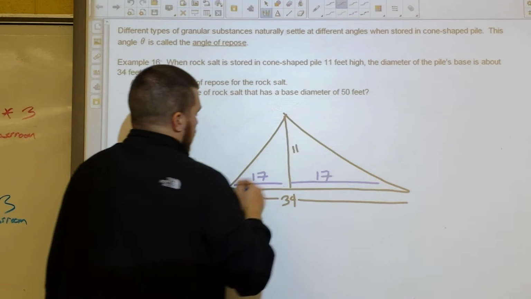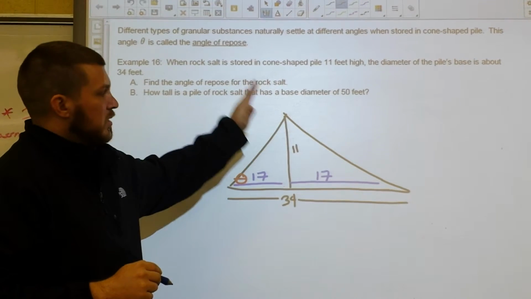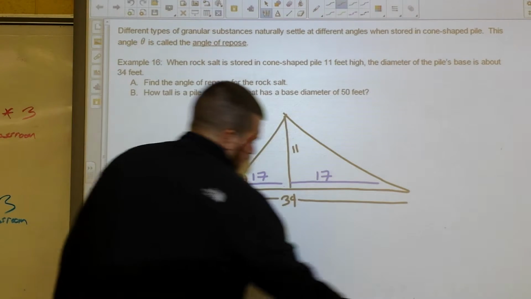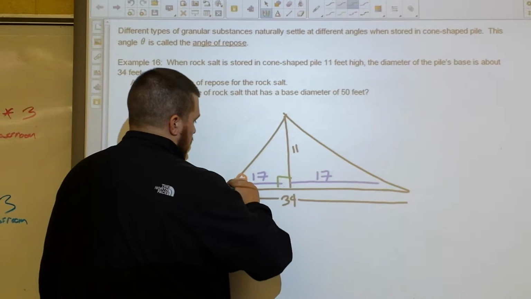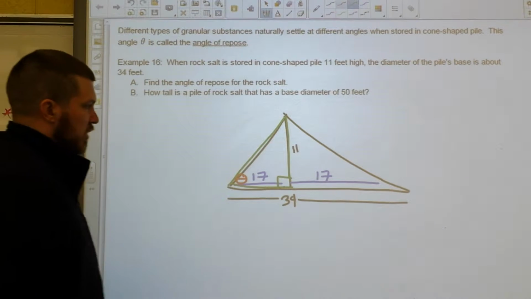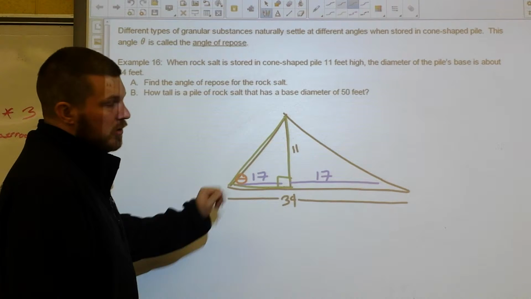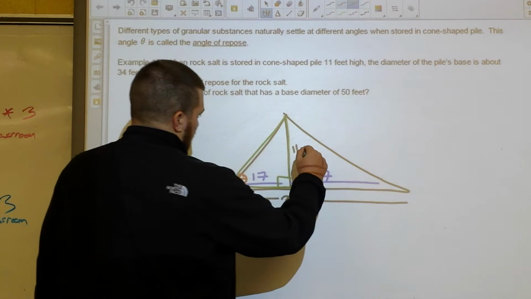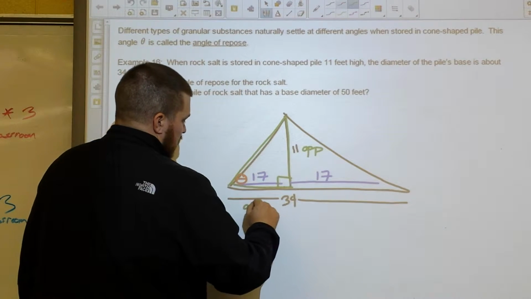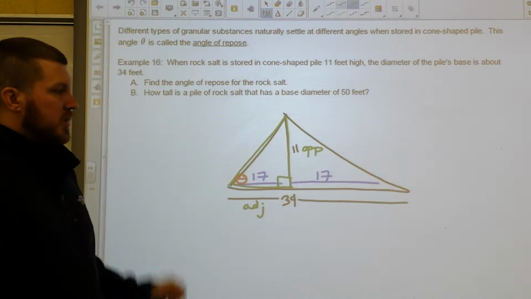And what we're asked to find in part A is the angle of repose, or what is that angle that the rock salt is naturally stacked up at. So obviously now I've made a right triangle. And what I'm going to do is label my triangle. Anytime we have a right triangle, we need to start off by labeling it, and it's always based on where our angle theta lives. So based on theta, 11 is going to be my opposite side, 17 is going to be my adjacent side.